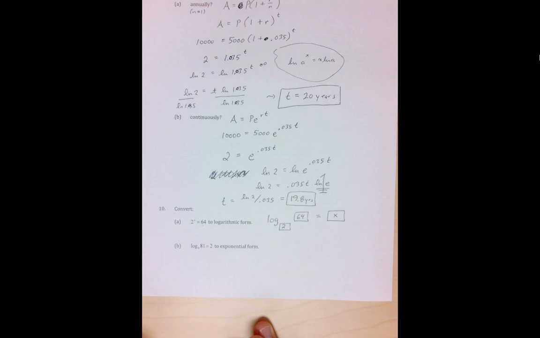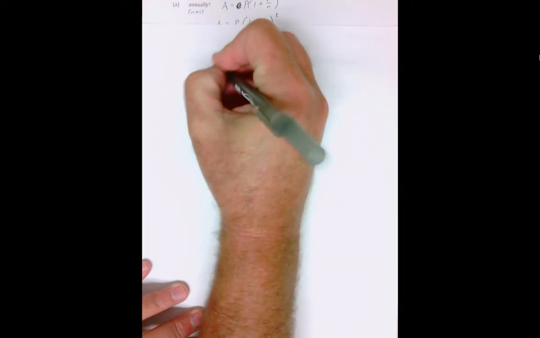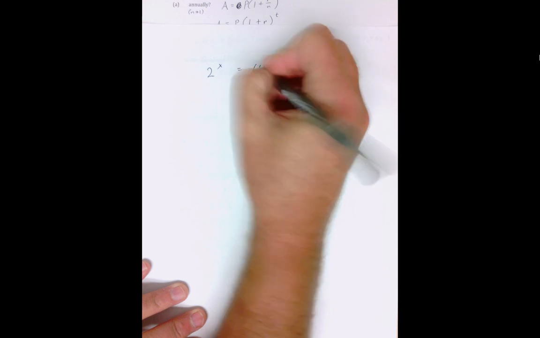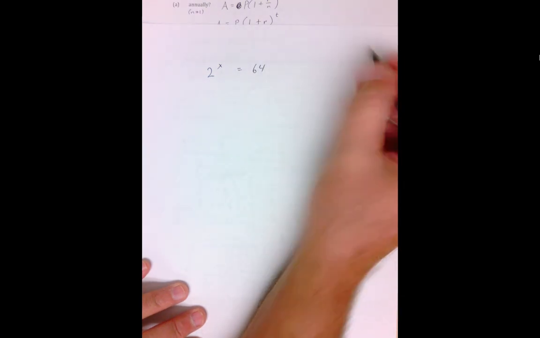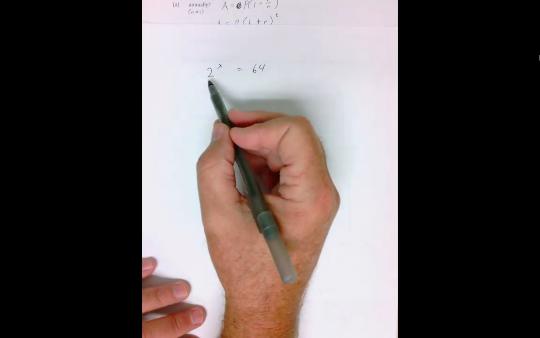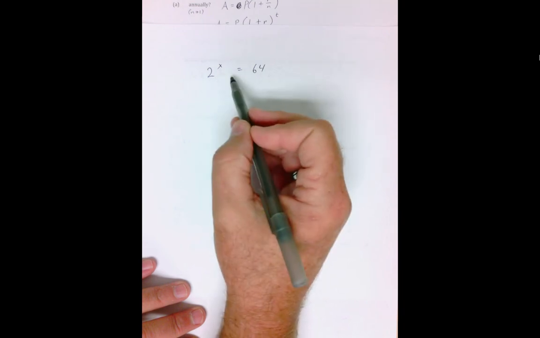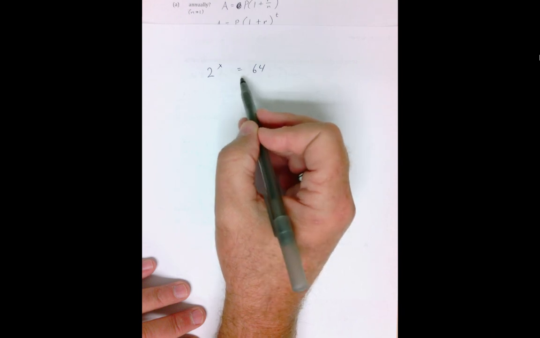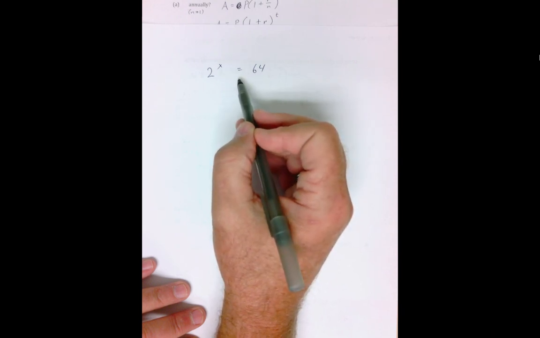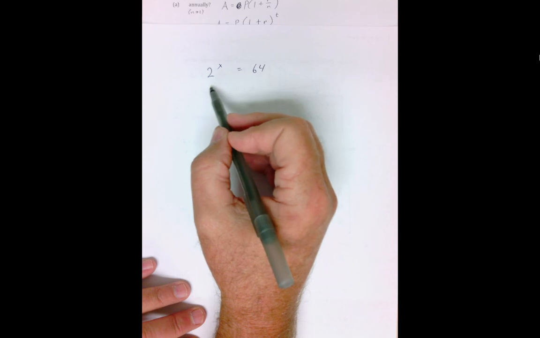Now, I just tell you to convert that. Could you solve that? What if I ask you to solve instead? It'd be pretty easy, wouldn't it? If we want to solve 2 to the x equals 64, we could probably just see that 2 times 2 is 4, times 2 is 8, times 2 is 16, times 2 is 32, and times 2 is 64. So we could just count the number of 2's, right?